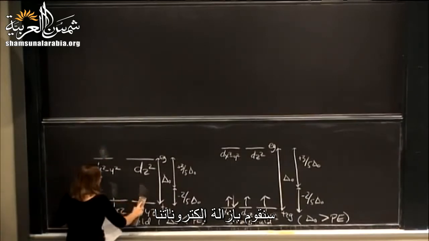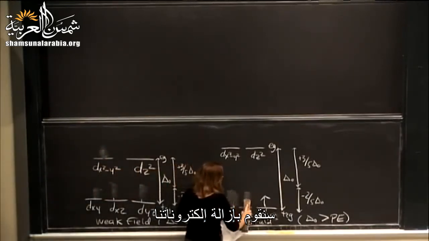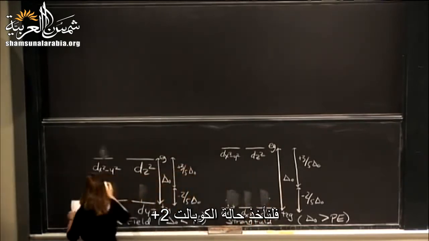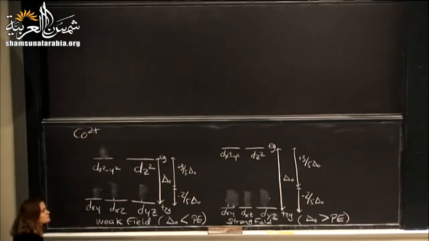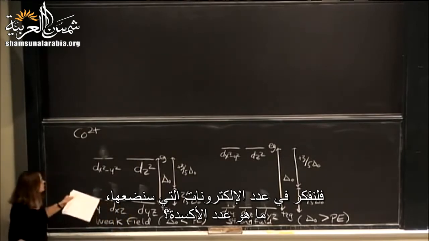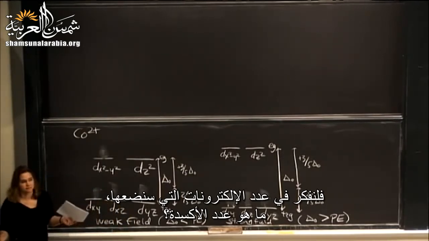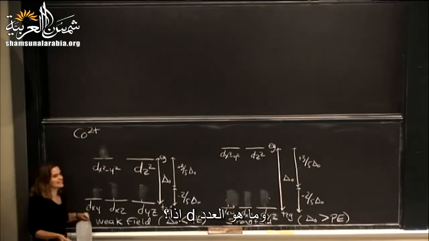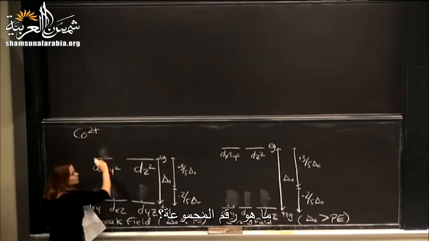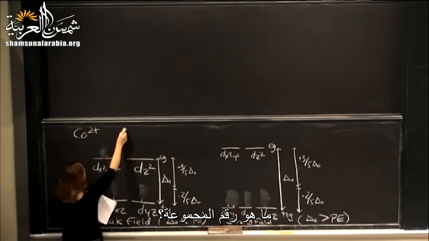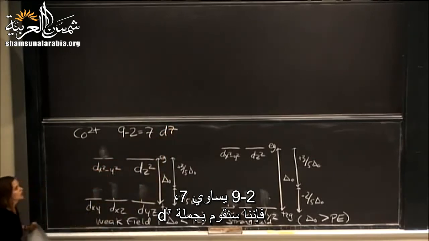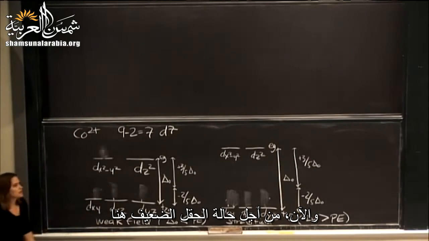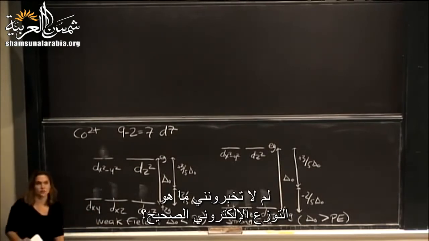So we'll take our electrons down. All right, so let's look at a case of cobalt plus 2. Let's consider how many electrons we're going to put in. The oxidation number is plus 2. And what is the D count then? What group number? 9 minus 2 is 7. So we're doing a D7 system. All right, so now for the weak field case here, why don't you tell me what is the correct electron distribution?